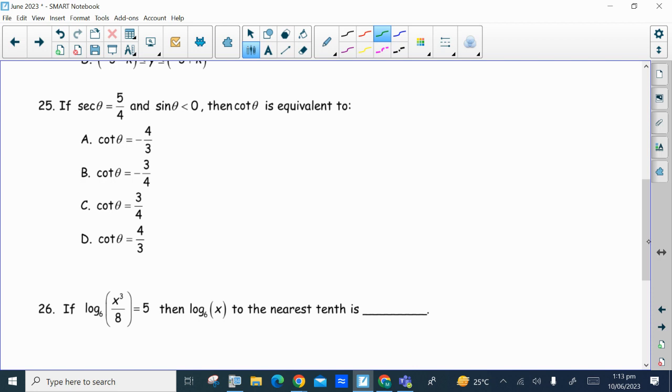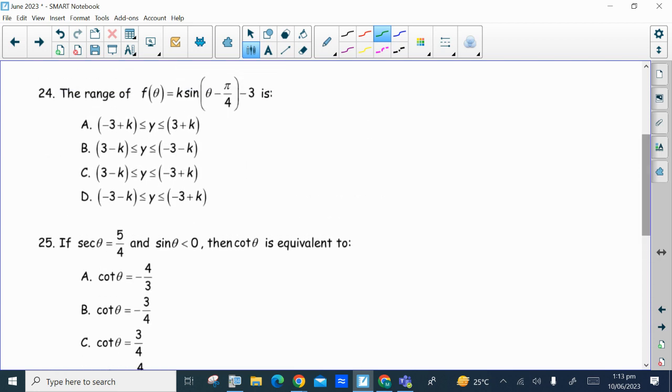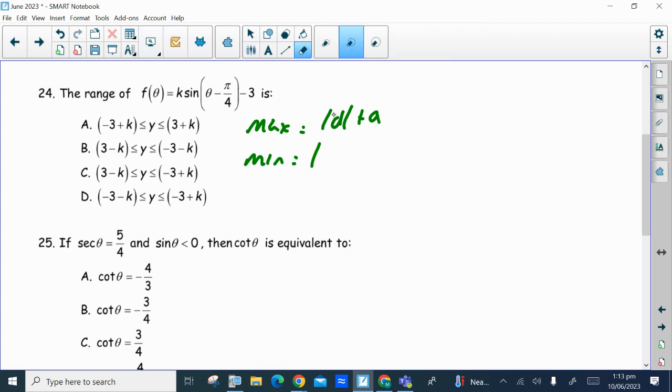Number 24, the range of that sinusoidal graph is what? Well, we learned that the maximum was found by taking the absolute value of d and adding a. The minimum was found by taking, I'm sorry, not the absolute value of d, just d. I apologize for that. The minimum was d, take away a.